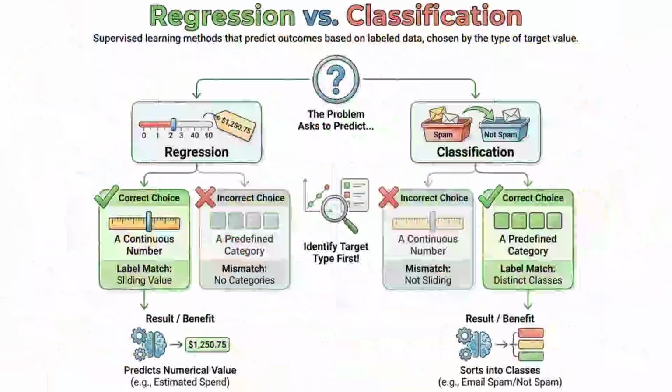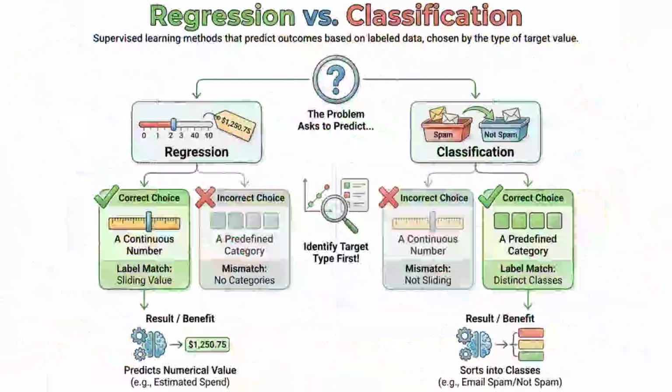Within the world of supervised learning, there are two major subcategories that you will be tested on heavily, known as regression and classification. Regression is the specific mathematical process you use whenever you need to predict a continuous, sliding number, like estimating exactly how much money a customer will spend next year.